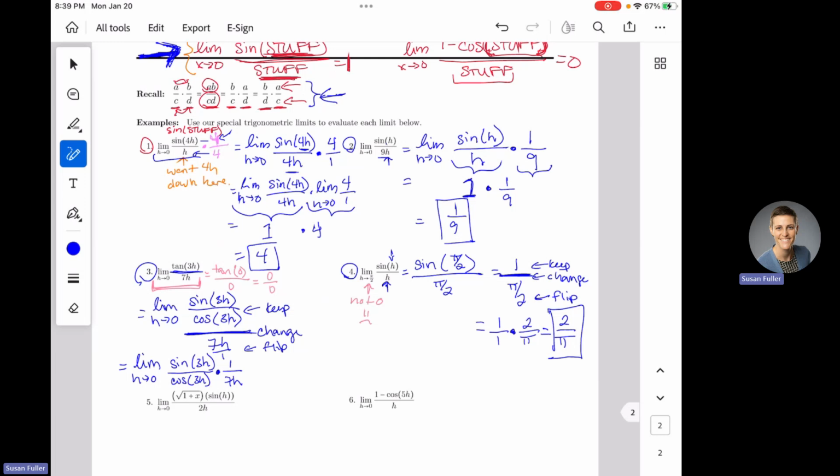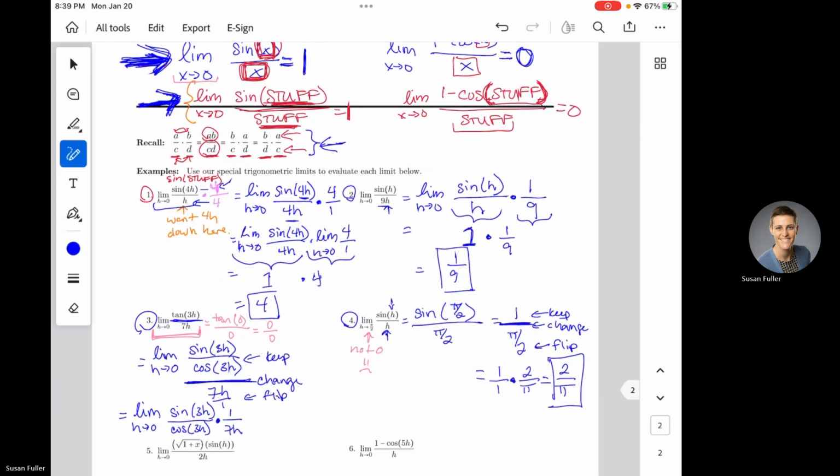So now, what do we got? Well, I've got a sine of 3h on the top. That looks a lot kind of like what I had here in number 1, right? I've got the sine of some stuff on top. And notice I've got other stuff happening in this problem, but I'm not going to panic. I'm going to reorganize, right? Because for multiplying fractions, we can reorganize however we want.